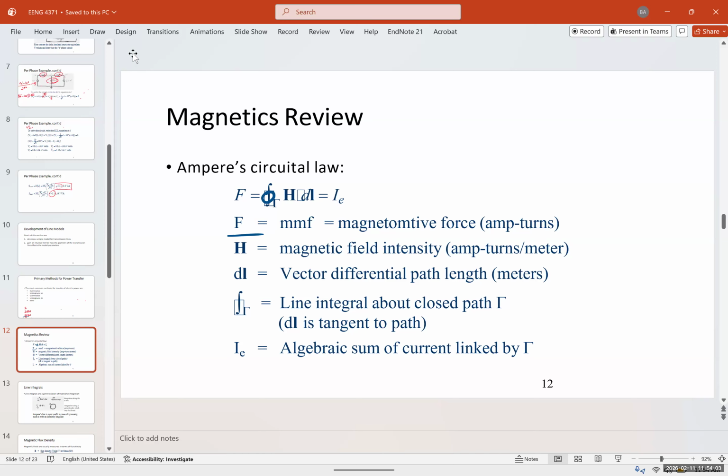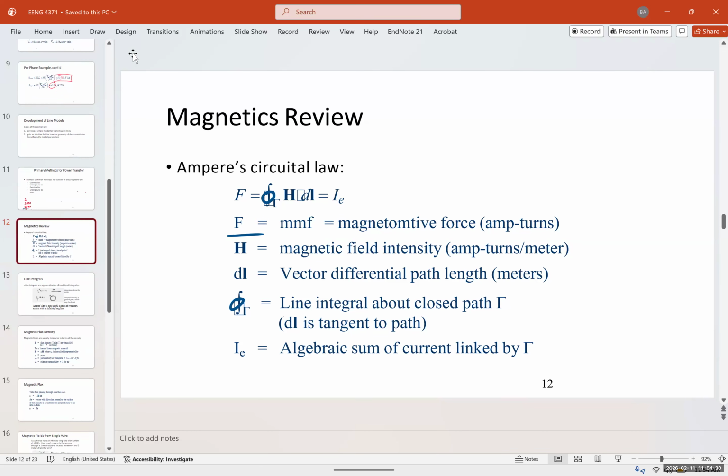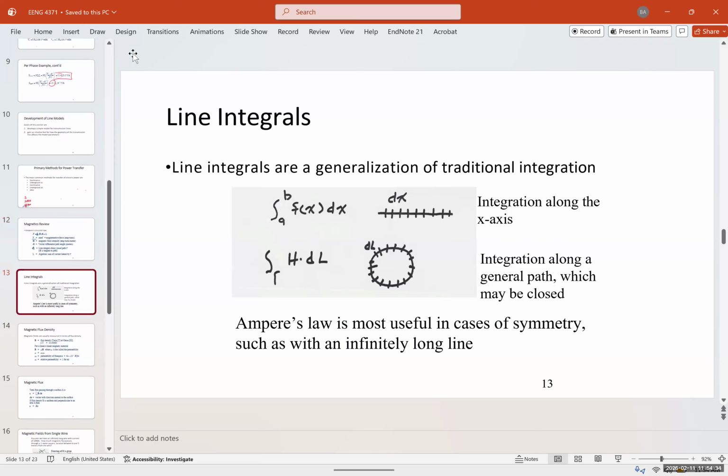H is the magnetic field intensity, which is measured in amp turns per meter. dl is the vector differential path length, which is measured in meters. The integral is the line integral about a closed path of L, and I'll show you what it is. dl is tangent to the path, and I_e is the algebraic sum of current linked by that. So imagine we have these two. One is a circle and another one is a line. Line integrals are a generalization of traditional integration. The first one is the integration along the x-axis, and the second one is the integration along a general path, which may be closed. So definitely you're going to have different magnetic fields in this.